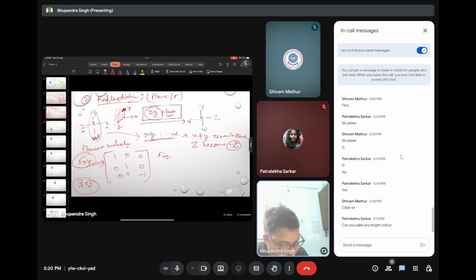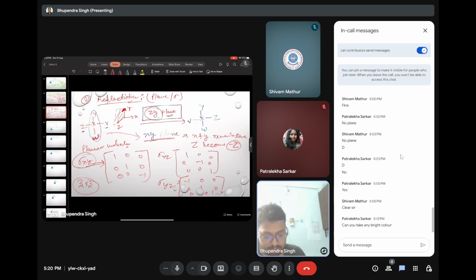Similarly, you can write for other planes also. Let's say xz. This will be minus because y will change, and of course 0, 0, 0, 0, 0. And for x and z, 1 will remain. These will be same, right? Okay.